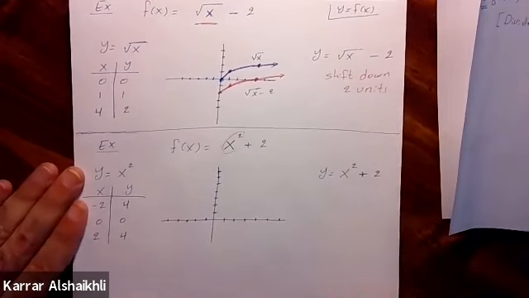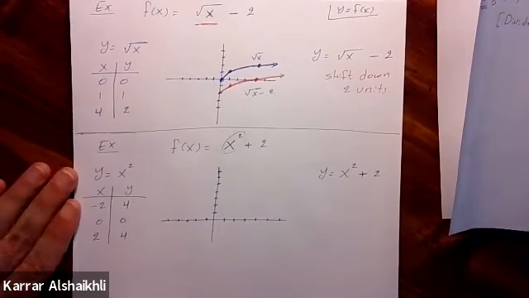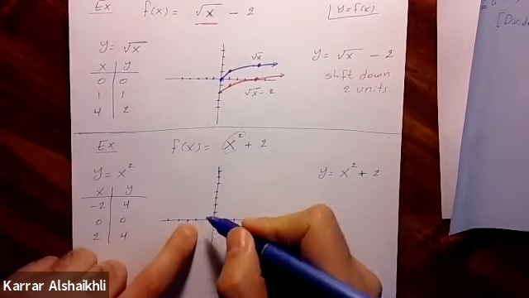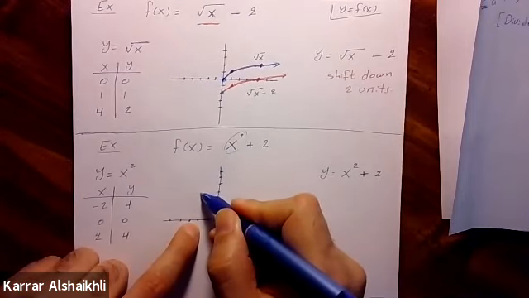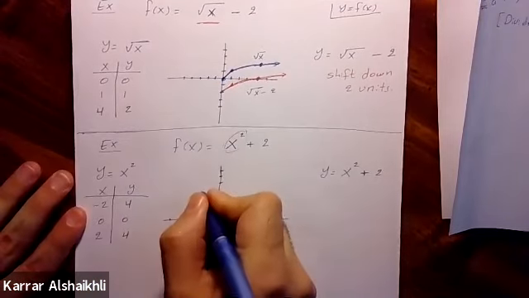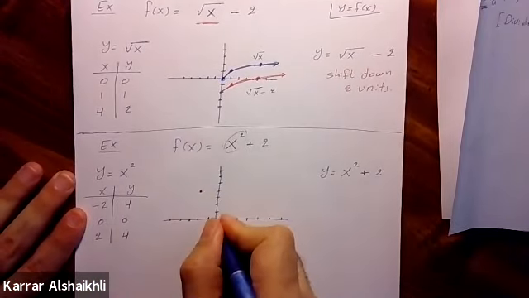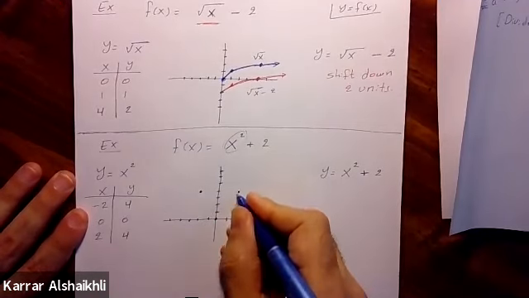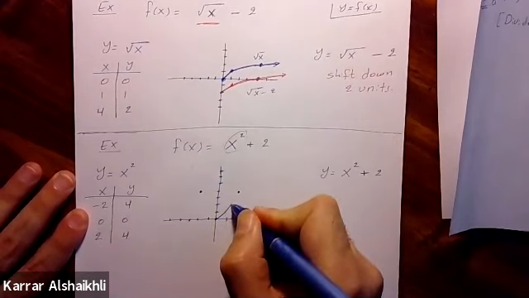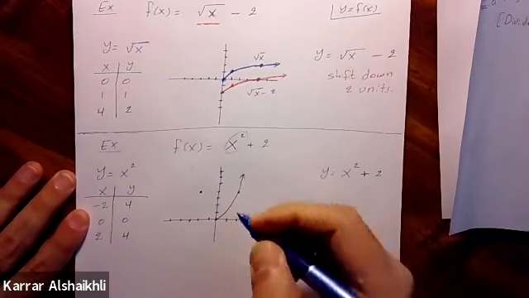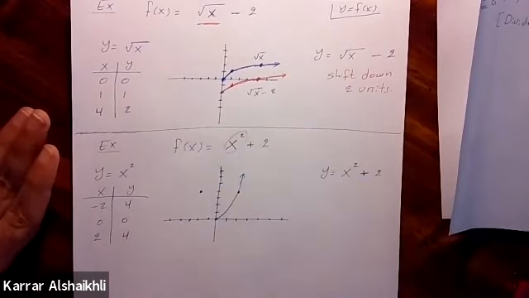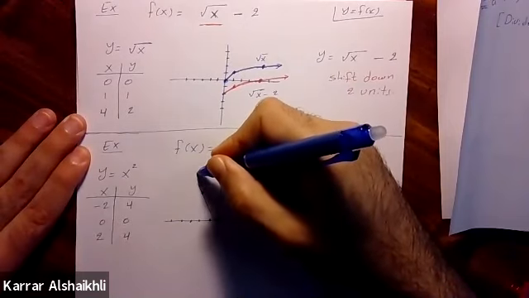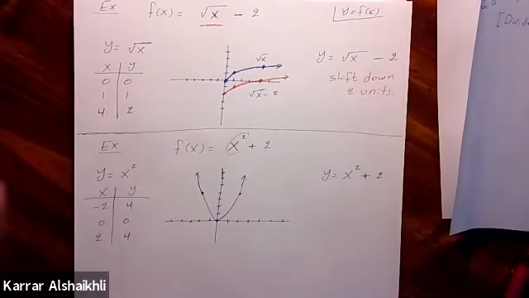Okay, so now let's graph the parent function. -2 and 4, -2, this one, 1, 2, 3, 4. So it's going to be here. Here's the first point. 0, 0, here is the second point. 2 and 4, this is the 2, and here is the 4. So the graph of the parent function is going to be like this. Here is the graph of this function.